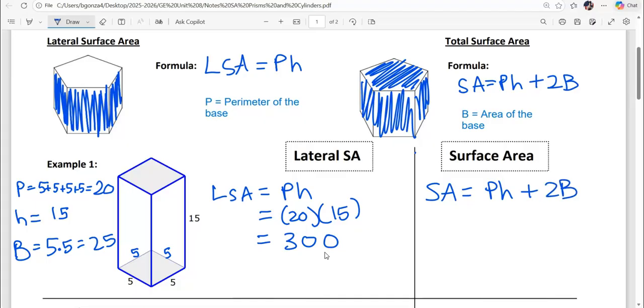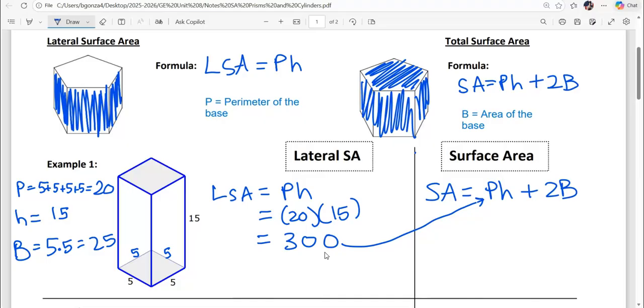I want you to notice something. Whenever you're doing total or regular surface area, the formula is going to include the lateral, right? So didn't we already do pH? Didn't we already do this little piece right here? 300. You're going to basically do 300 plus 2 times the base, which is 25, right? So you can either plug everything in, or you can replace this pH with this pH, 300. Yeah, 300 goes right there.